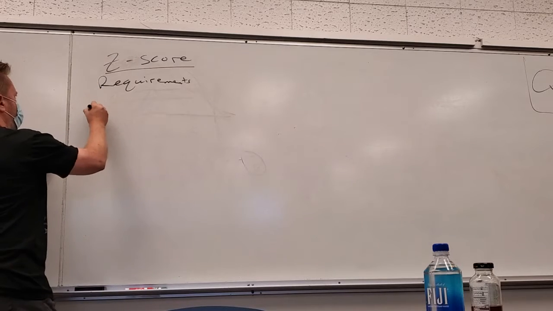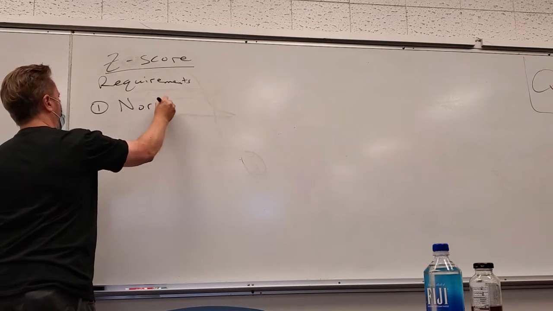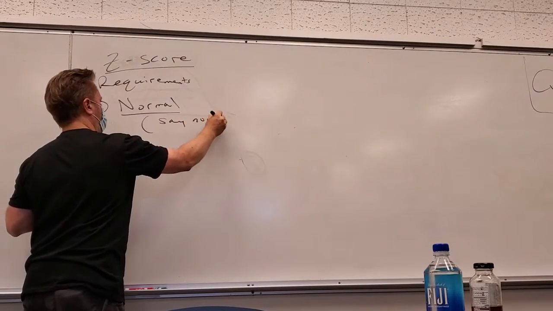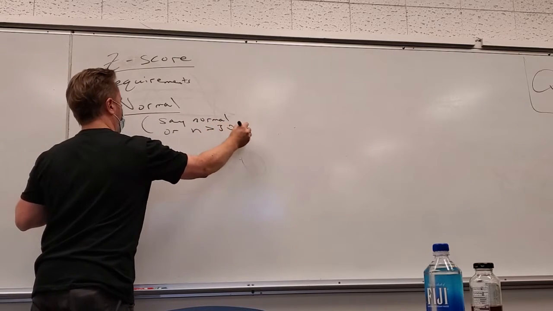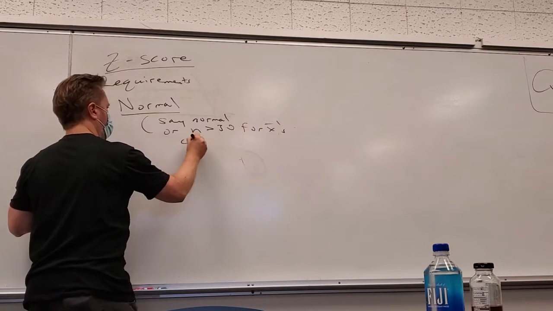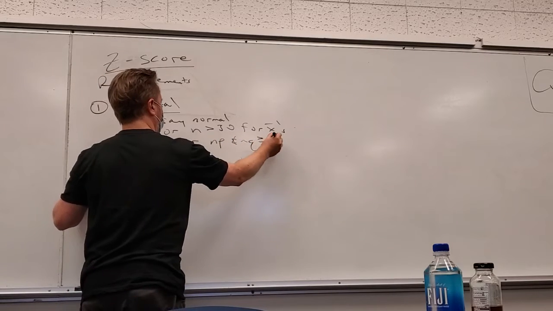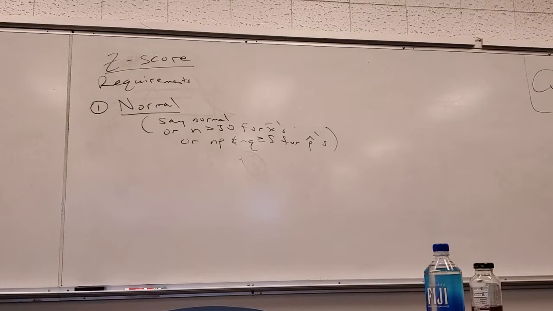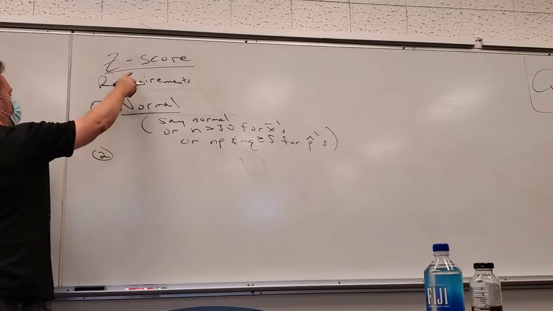So for a z-score, one requirement is normal. Either they say it's normal, or n greater than 30 for means, or np and nq at least 5 for percentages. You guys with me? All of those are just different ways to find out if the thing is normal. If it's not normal, it doesn't matter which standard deviation I know, I can't do anything. I just kind of gave away the second requirement.